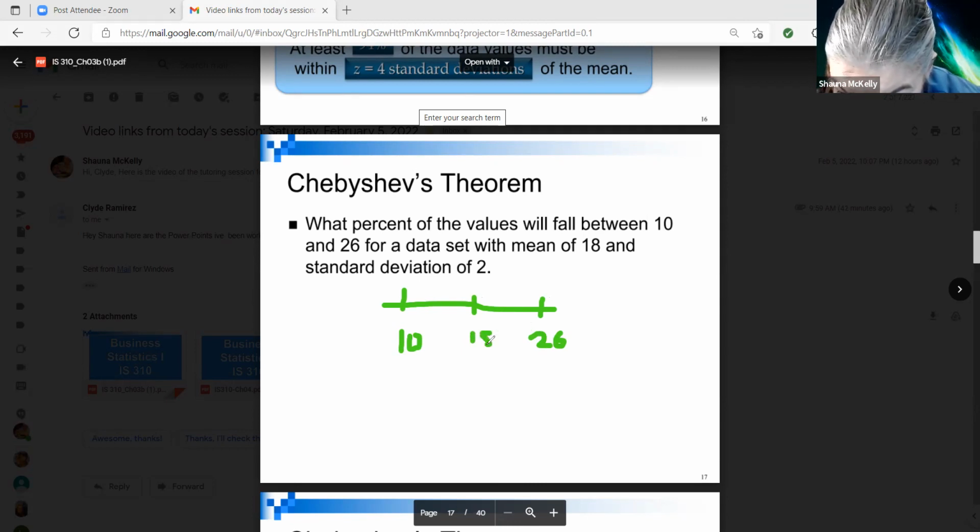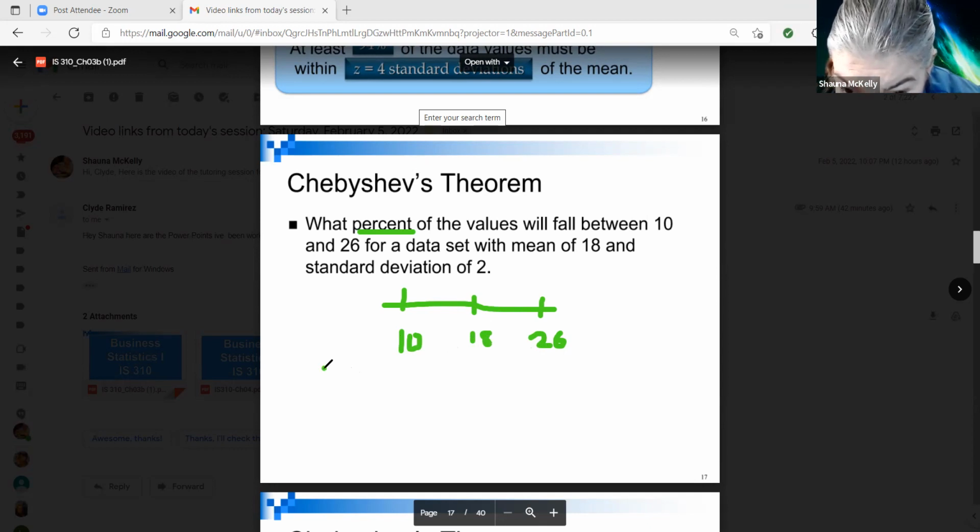And now she wants to know the percent, right? But before you can find the percent, you need K, don't you? Now, there's a couple of ways to do this. Looking at the picture, it's a little bit more intuitive, I think. You can either do the distance from 10 to 18, or you can do the distance from 26 to 18, right? Because remember, we're talking about the distance on either side of the mean, and the mean is 18.